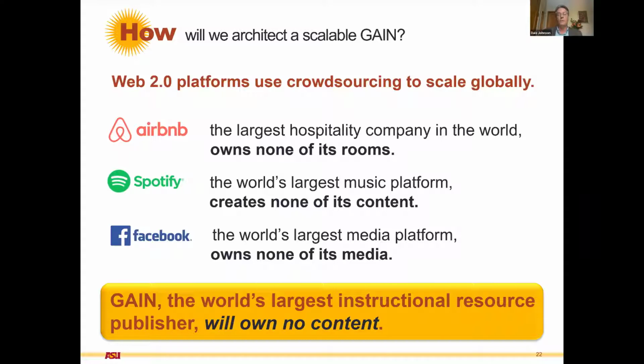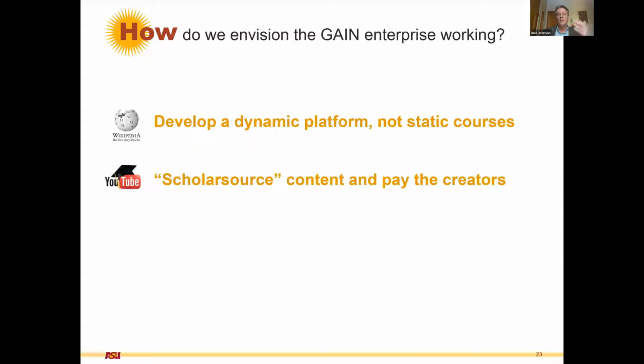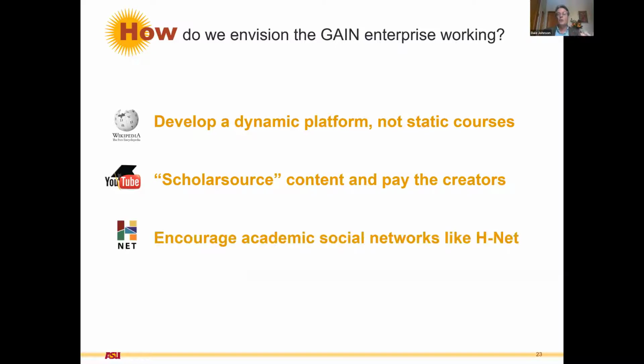That's what we're trying to build. We're talking about dynamic platforms like Wikipedia, not static courses. We want the enterprise to continuously improve. We want to scholar source content, like YouTube sources all of their content from us. We want to encourage academic networks like H-Net. We want to bring these professors together in a way that helps them focus on the maximum instructional impact. How do they share those ideas?